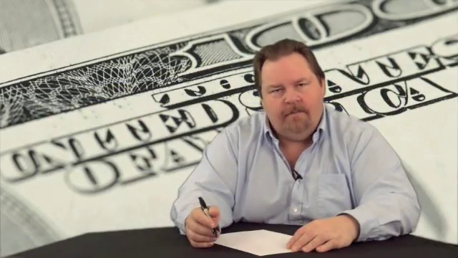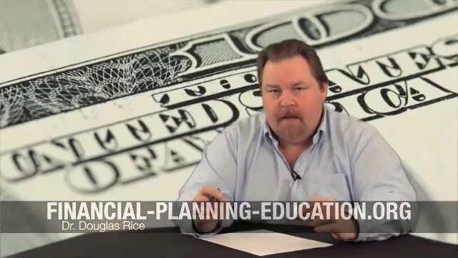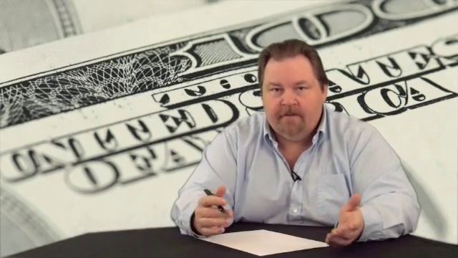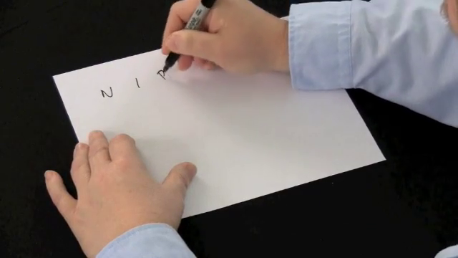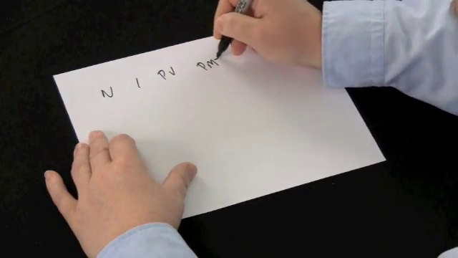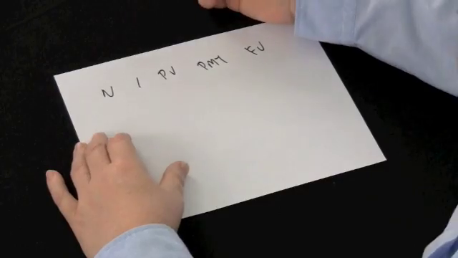Another common time value of money calculation is a mortgage. Sometimes we want to find out how much payment we're going to have if we borrow money, or how much loan value we can borrow given our payment. So let's look at our common variables, N, I, PV, PMT, and FV, and apply those to a mortgage.